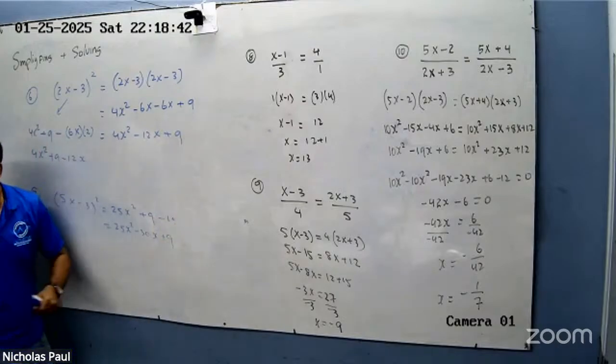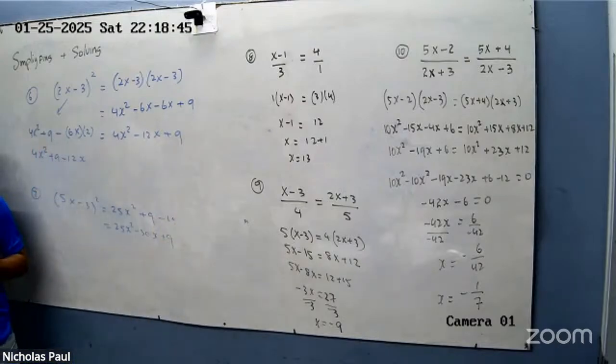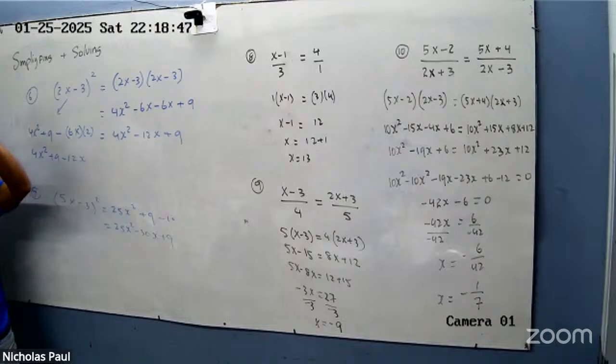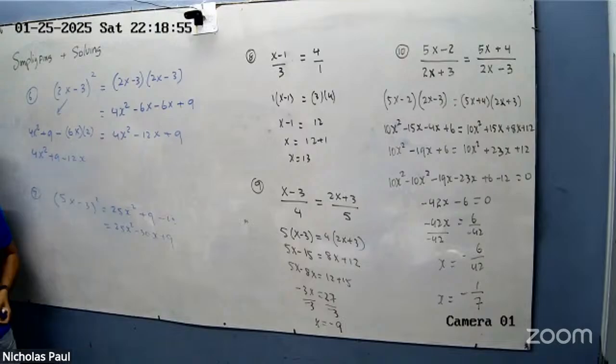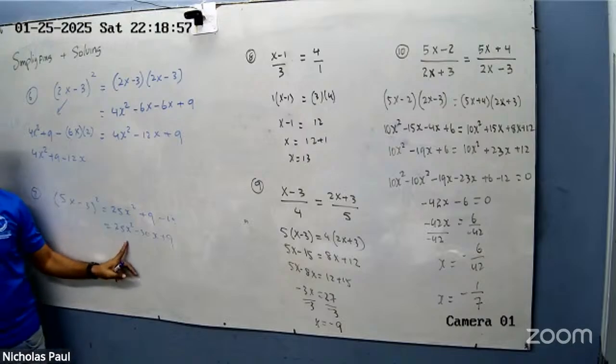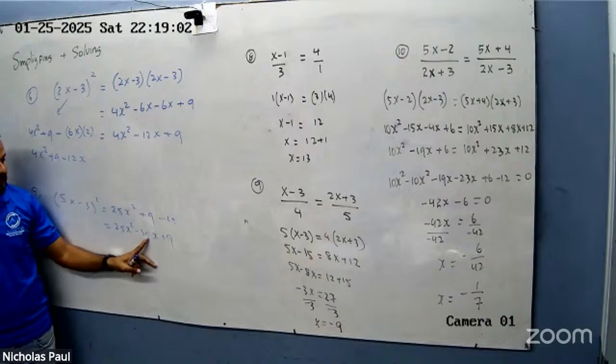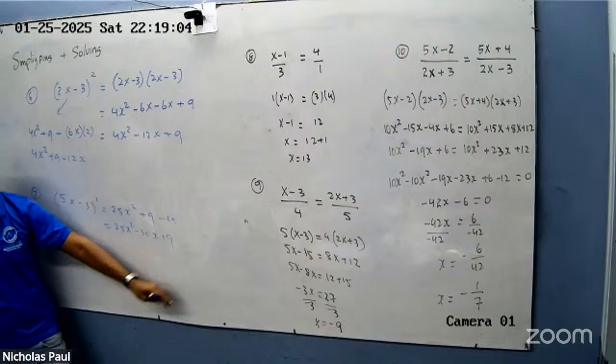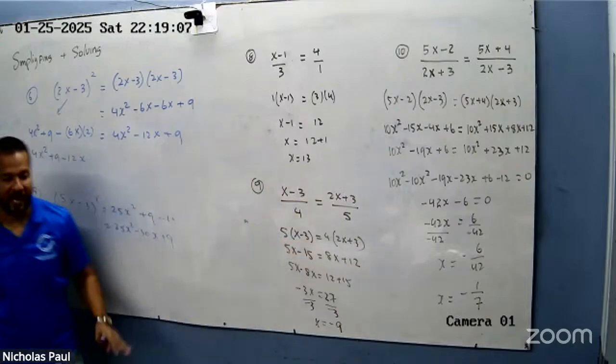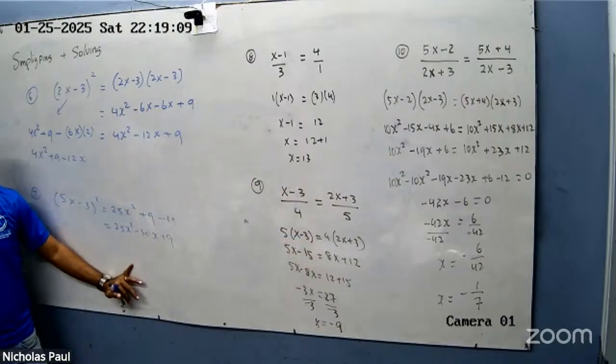What would have happened? What will happen, Nathan, if you end up with 25x squared minus 30x plus 9? Suppose it didn't end up with something linear and it ended up with a quadratic. What will you do? Solve it, right? Using the quadratic formula. I remember the quadratic formula.